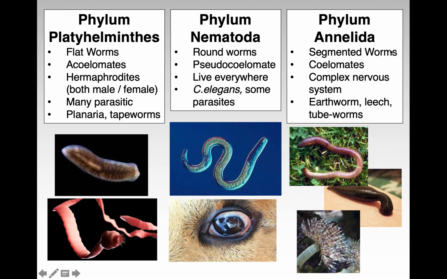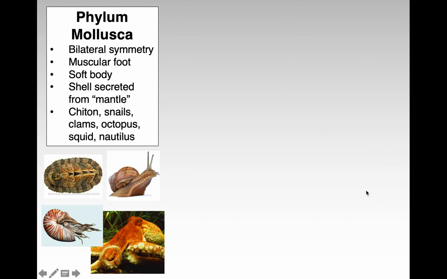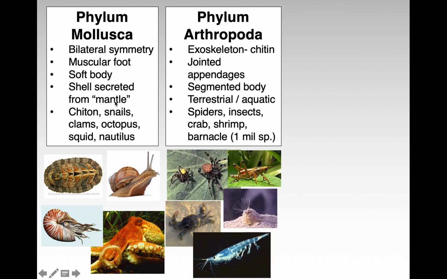Phylum Annelida are the segmented worms. They have true body cavities and complex nervous systems. Of all of these, I just want to mention that the Platyhelminthes are the first time we saw cephalization, or the formation of centralized sensory neurons and organs at one side of the organism. And these are all bilaterally symmetrical. Then we go to the phylum Mollusca. These are bilaterally symmetric as well. They have a muscular foot, and they secrete a shell.